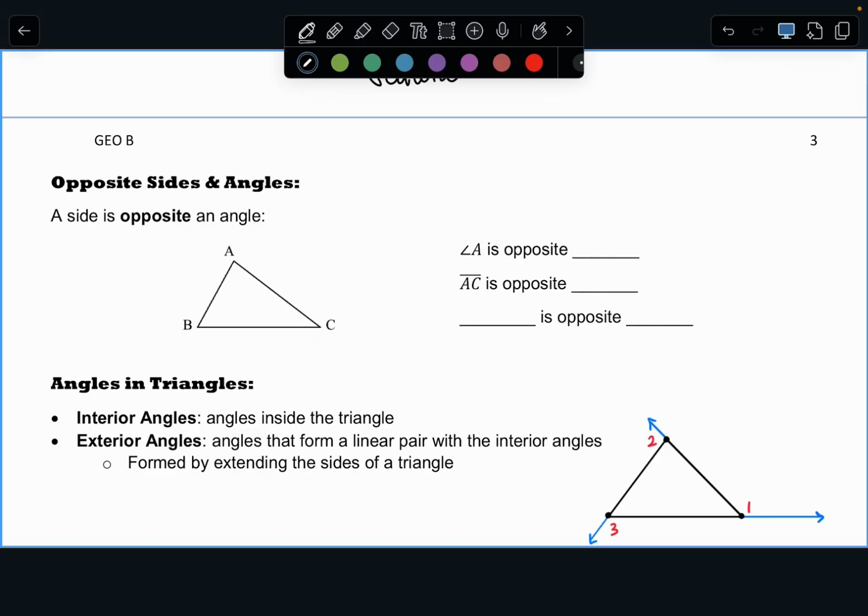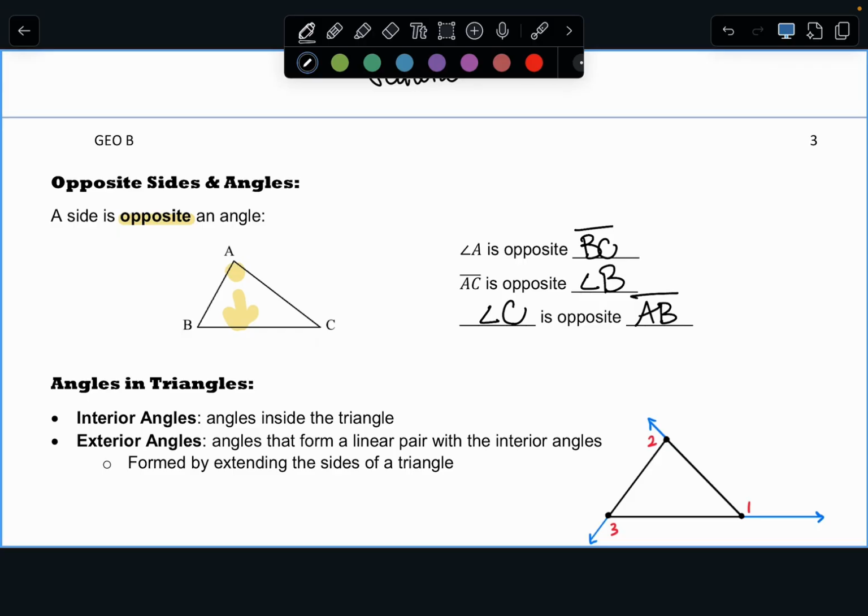Okay, we also talked about a definition that will come more into play later: angles are opposite sides and sides are opposite angles. So if we look at angle A and we go directly across the triangle, what side is directly across angle A? BC. We would say that BC is opposite angle A. If we look at AC, what angle is opposite of AC? B. What angle is opposite of angle C, or what segment? AB. Perfect.